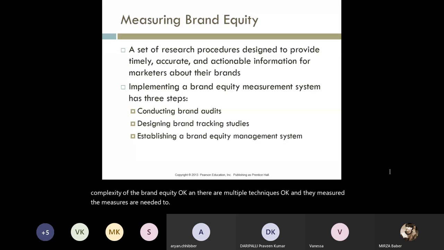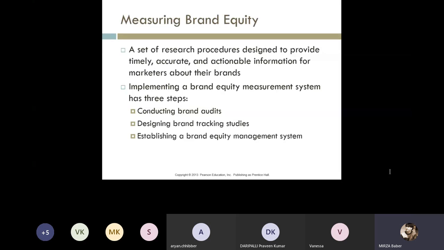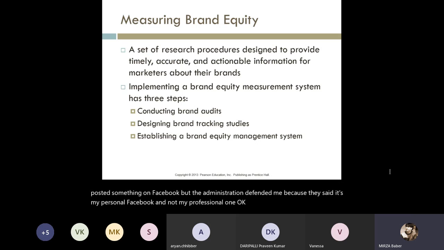I was discussing this some time back regarding marketing strategies. Why I had to delete people from my Facebook is that just recently, two to three months ago before the shutdown, I received a complaint from the administration that I posted something on Facebook, but the administration defended me because it's my personal Facebook and not my professional one. The student was offended by the joke I put up. Maybe they thought it was body shaming, but they didn't realize I was shaming myself for being fat.